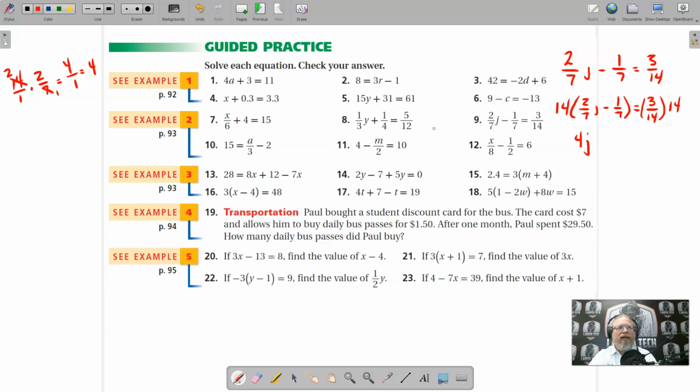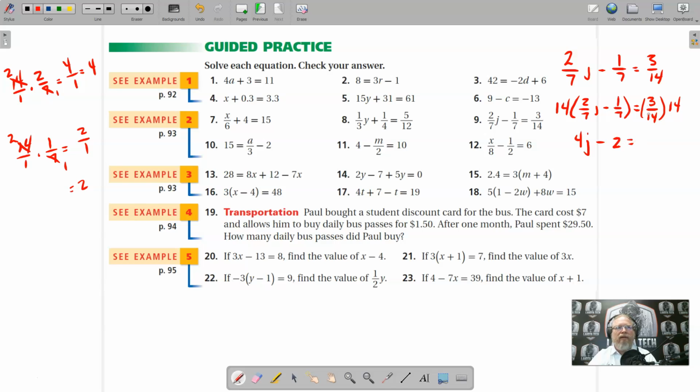Now I have 14 times negative 1 over 7. Well, that's a positive times a negative, so the answer is going to be negative. And I have 14 over 1 times 1 over 7. 7 divided by 7 is 1. 14 divided by 7 is 2. 2 times 1 is 2. 1 times 1 is 1. 2 over 1 equals 2. So this is going to be 2 here.